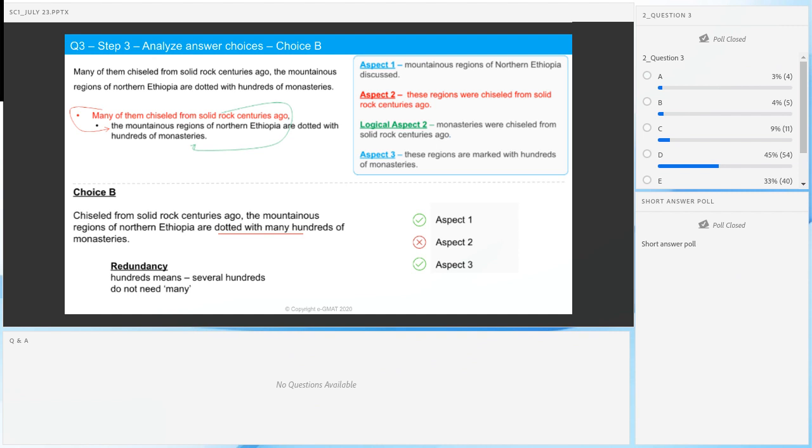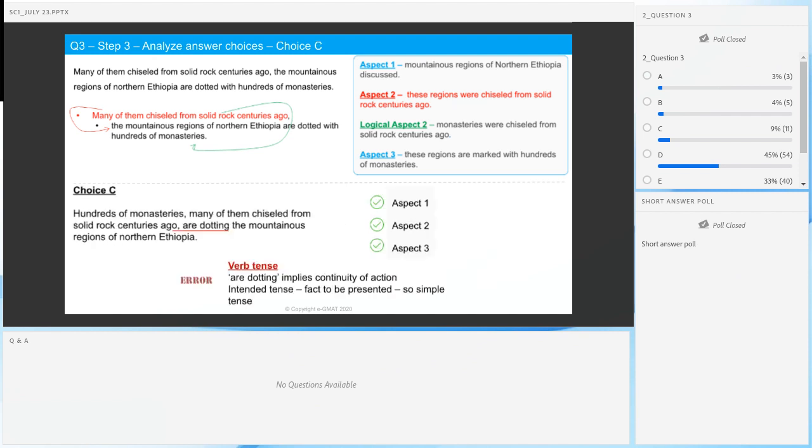Okay, choice B continues to present that illogical aspect. We are still getting this meaning that it is the mountainous regions that were chiseled from solid rock centuries ago. So that's our logical error. The sentence also has a grammatical error of redundancy. Hundreds of monasteries already means numerous. We don't need to add many before this expression. So that's a redundancy error that we have in choice B.